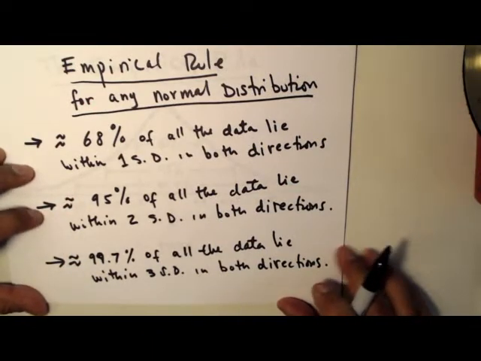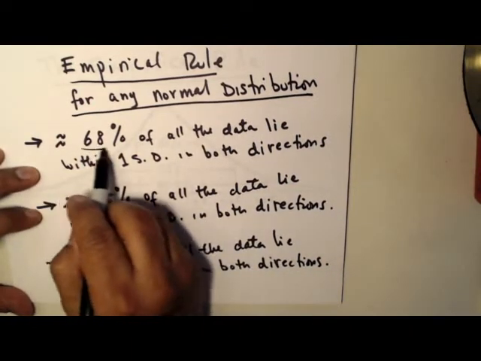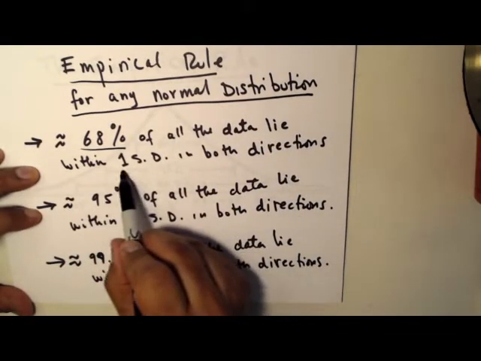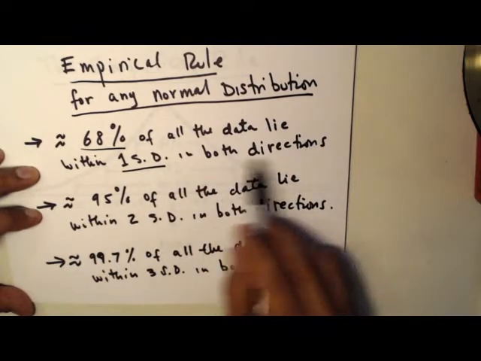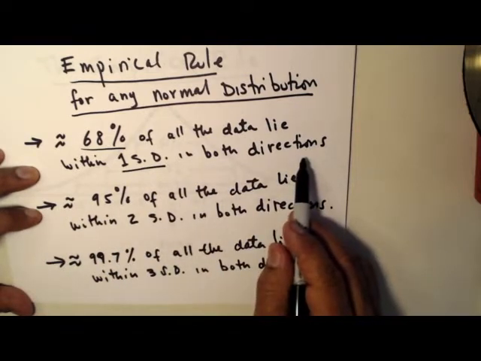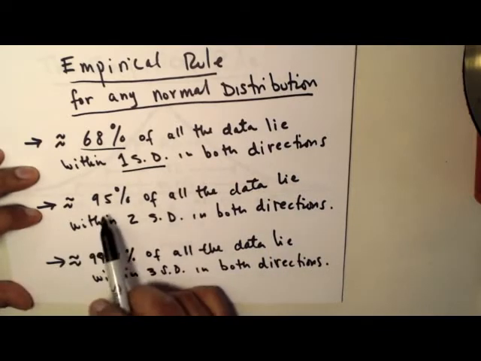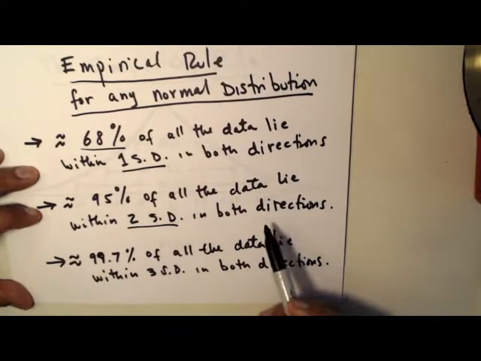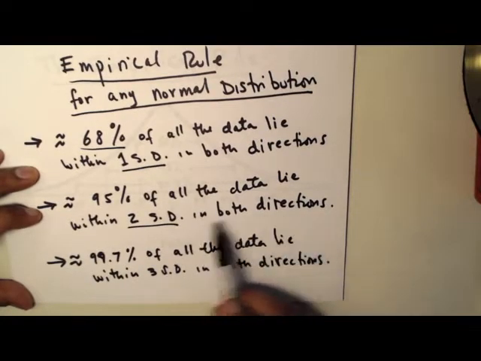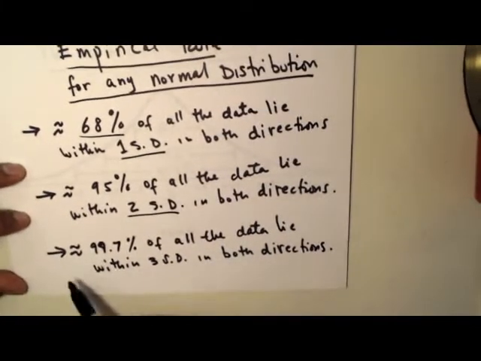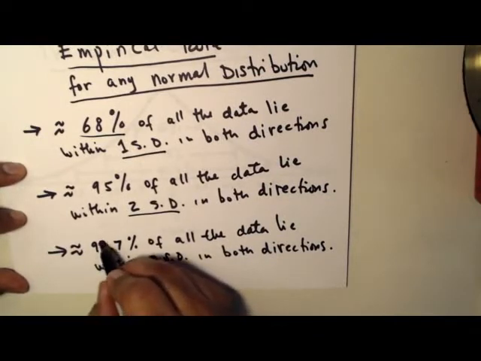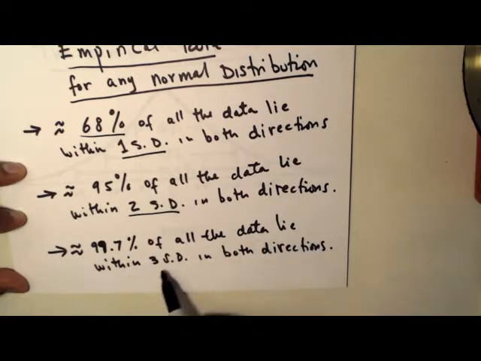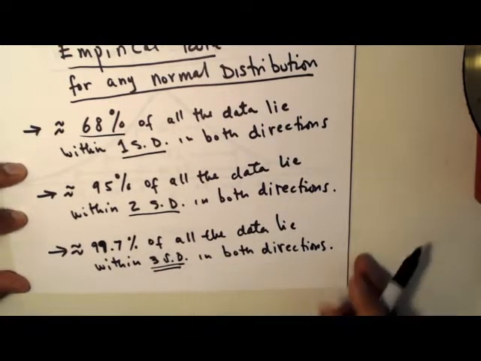And this is the rule. 68% of all the data lie within one standard deviation in both directions. The second rule is 95% of all the data lie within two standard deviations in both directions. And the last one is that 99.7% of all the data lie within three standard deviations in both directions.